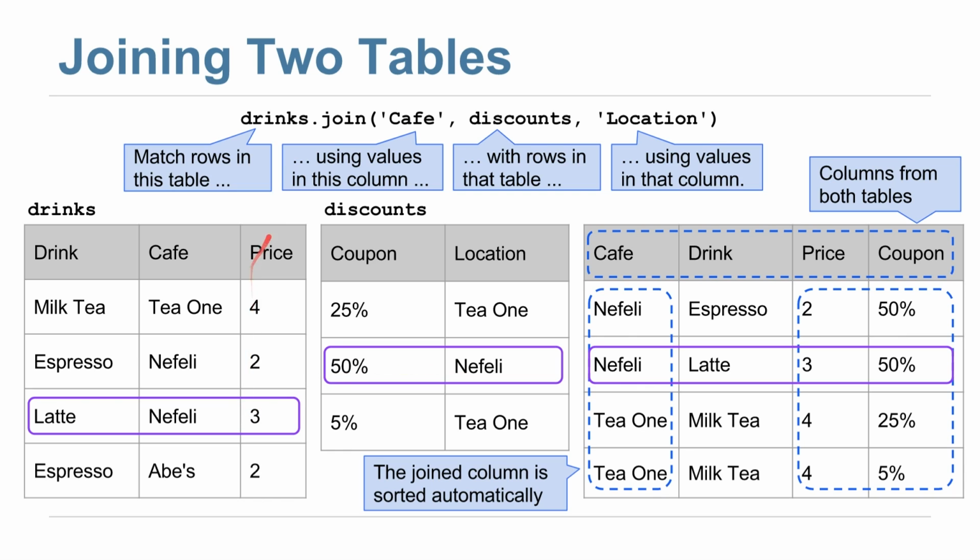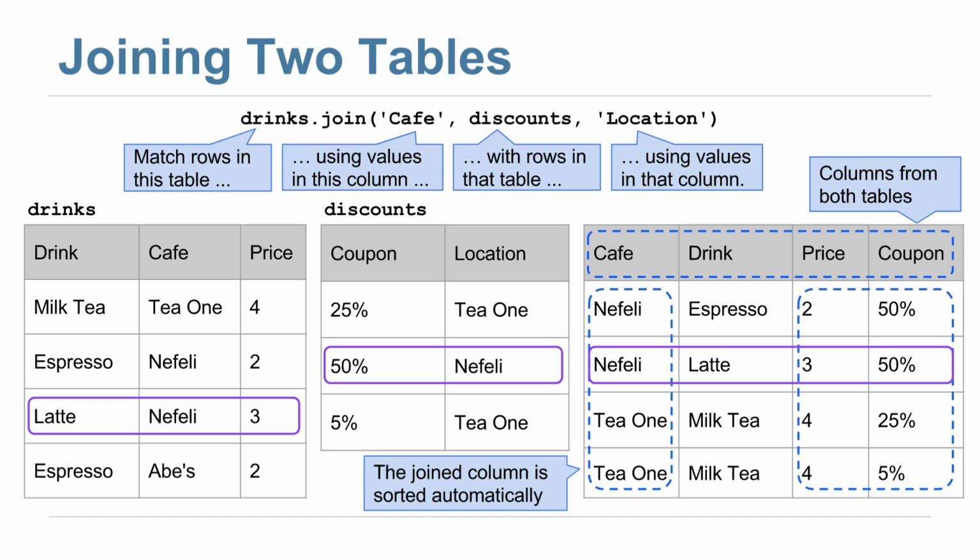If you were to join in a separate order, for instance, discounts.join drinks instead of drinks.join discounts, you'd get the same rows. It would just affect the label here. It would be location instead of cafe because discounts came first. And the order of the columns would be different. You'd get the discount columns first, which is coupon, and then you'd get the drinks columns. But you'd have the same information, so it doesn't matter which order you join on, but you do have to be aware of how the output will come so that you can work with it after you've created the join table.